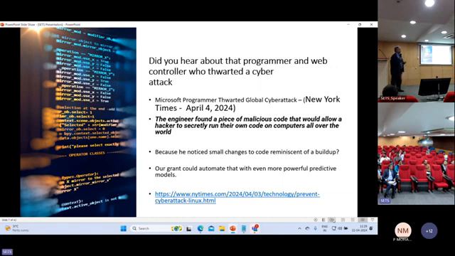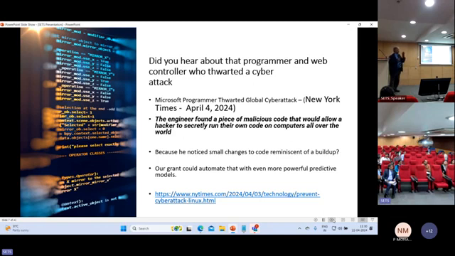As soon as he noticed a small change in the code, which is reminiscent of building up and collapsing the entire network, he immediately used powerful predictive models to minimize it and cancel it. This is the real thing that happened. If the attack had taken place, it would have cost billions of dollars. This is what we call monitoring the system. A good monitoring system can see when the attack takes place, and how he could minimize that and write code to defuse the whole thing.